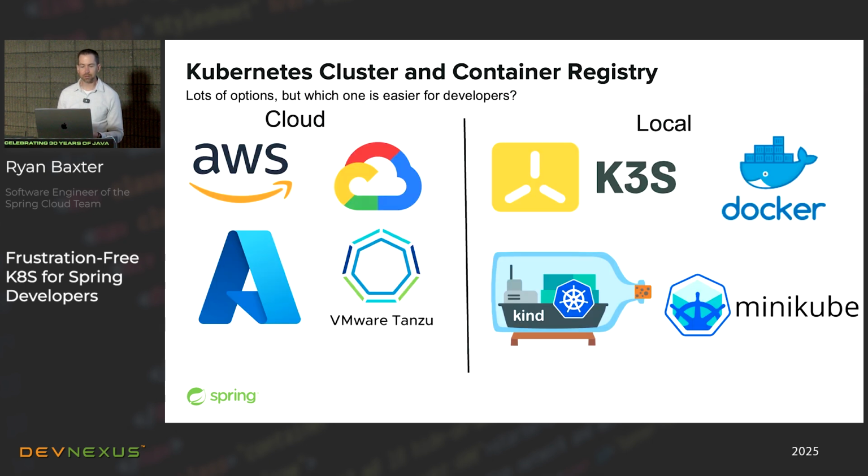So I'll start with the first problem here. Where do we get this cluster and container registry from? And luckily, there's no shortage of choices, right? You could go to the cloud, and you could use providers like AWS or Google Cloud or Azure or VMware Tanzu, or you could stick to doing something local on your machine initially. Pros and cons to each way, it doesn't really matter. But there's lots of different services that will spin up a cluster locally on your machine. Some of them here, K3s, Docker Desktop will do it. Kind, Minikube are just some of the options that are out there today.